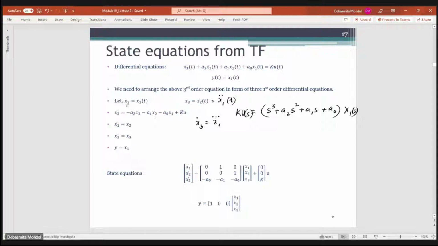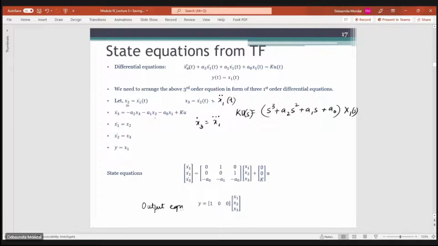The other two you can write: x1 dot is equal to x2, x2 dot is equal to x3, and y is equal to x1. So now you have three differential equations, and this is your state, and this is the output equation. You can simply rearrange these three first order differential equations and write them in the vector matrix form, and it will be given by this, right? So this is your output equation, and this is your state equation.